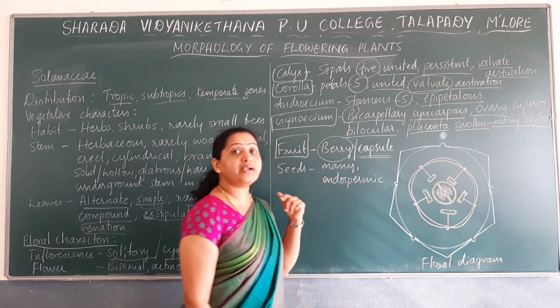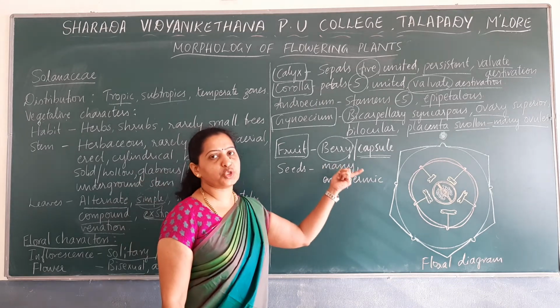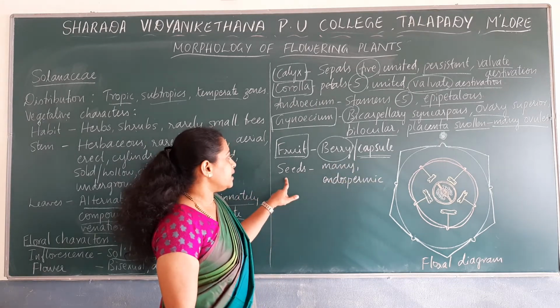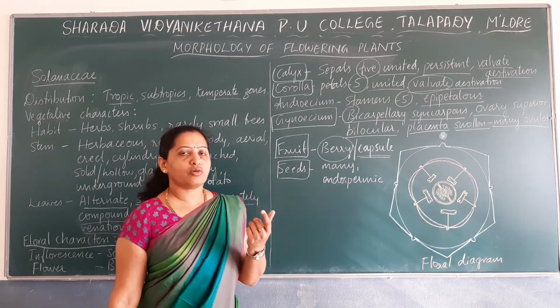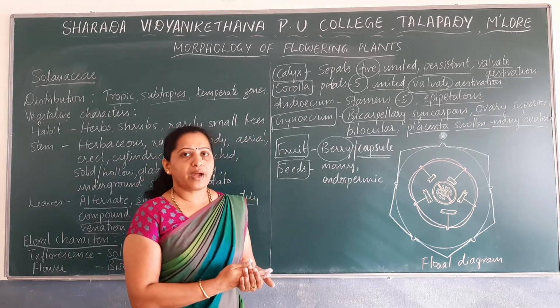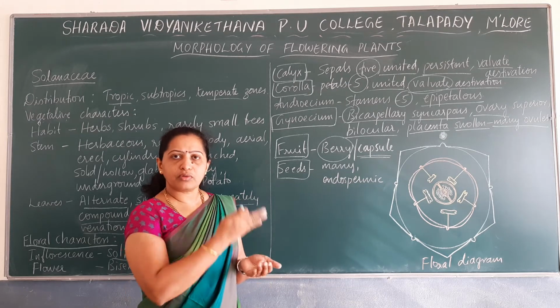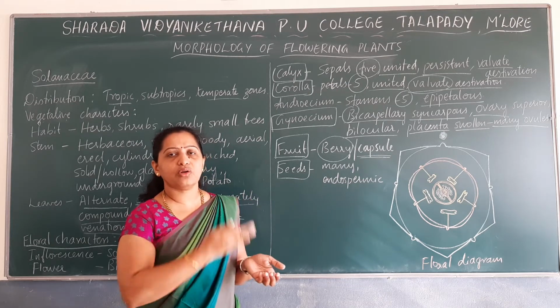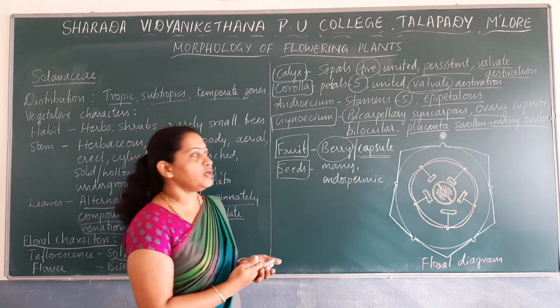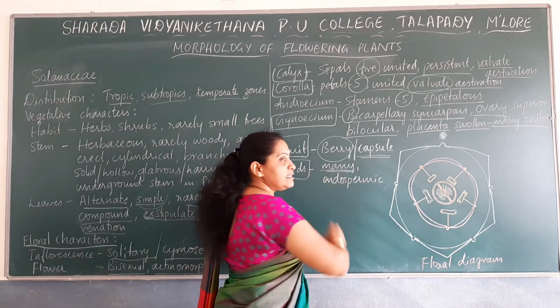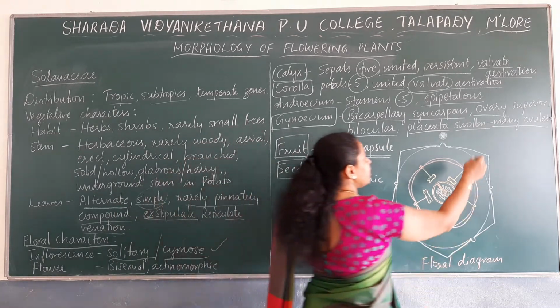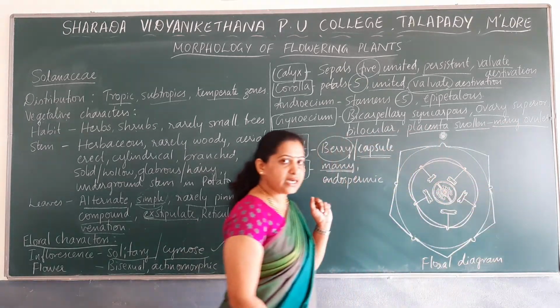So these are the different types of fruits: berry, capsule, pomes, etc. Then seeds. Seeds are many. If you cut open a tomato or brinjal and observe, there will be many seeds present. That is mainly because there are many ovules present in the gynoecium.